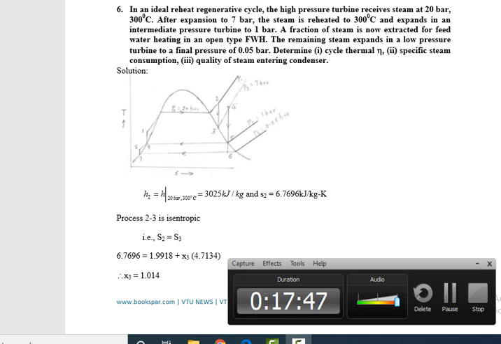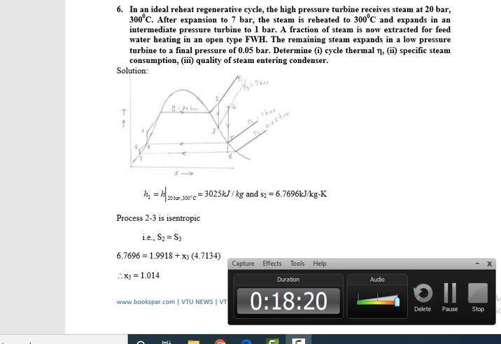From the steam table, you have to find the values at 20 bar and 300 degrees Celsius. Go to the superheated steam table, and from it you get the enthalpy at point 2. The enthalpy at point 2 is 3025 kilojoules per kg, and you have to find the entropy also: S2 equal to 6.7696 kilojoules per kg K. You are getting the enthalpy and entropy values at point 2. This is the turbine section.